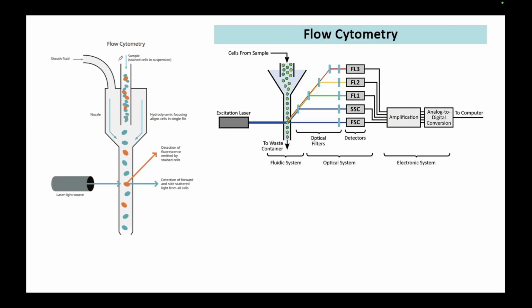For example, this one. The sample is strained into a cell suspension, and they are streamed through this sheath fluid. Certain proteins are tagged with a specific marker. Here you can see the detection laser light source, which helps in detection of forward and side scattered light from all cells, and detection of fluorescence emitted by stained cells. So the cell which takes the stain will give a different kind of fluorescence. This is also the same thing. These are different filters, these are different detectors, then amplification, and then the conversion into a signal.